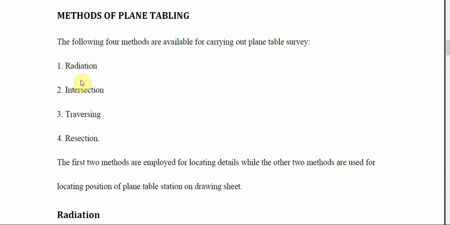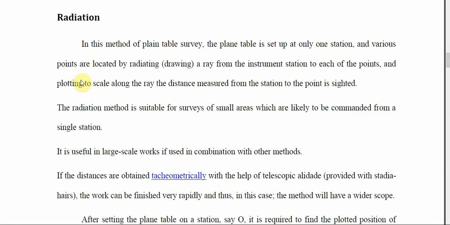So if you want to plot anything, you have to follow either the radiation method or the intersection method. Now, radiation method. In this method of plane table surveying, the plane table is set up at only one station, and various points are located by radiating or drawing a ray from the instrument station to each of the points, and plotting to scale along the ray the distance measured from station to the point.